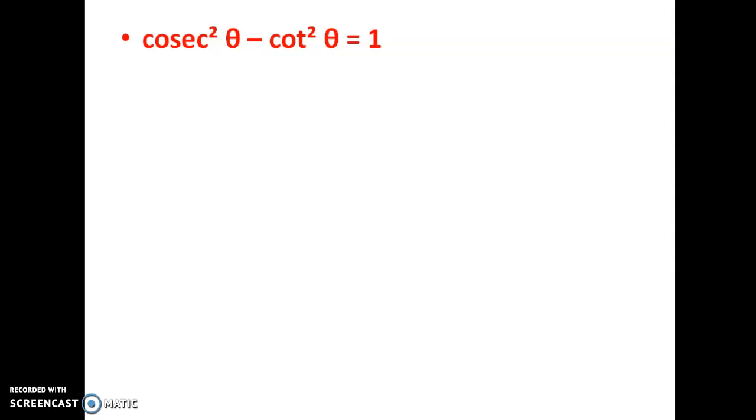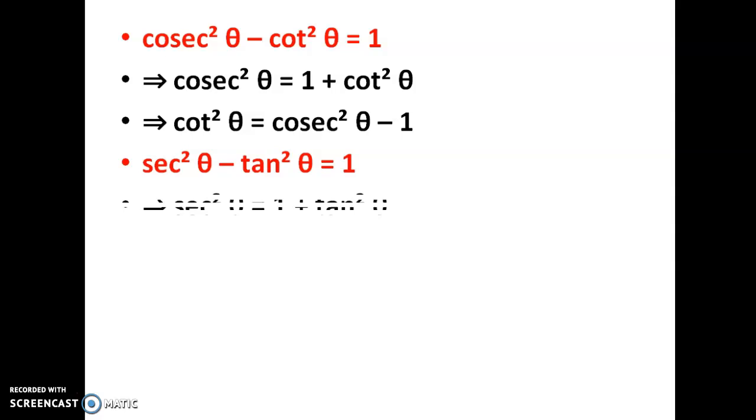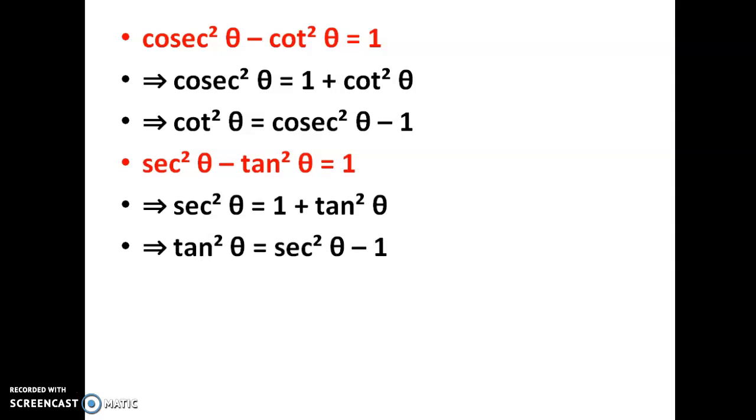Then one more identity is cosecant square theta minus cot square theta equal to 1. This can be written as cosecant square theta equal to 1 plus cot square theta, or cot square theta equal to cosecant square theta minus 1. Secant square theta minus tan square theta equal to 1, or secant square theta equal to 1 plus tan square theta. Tan square theta equal to secant square theta minus 1.